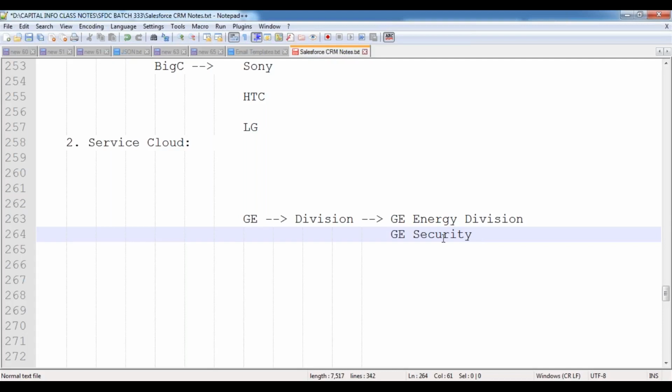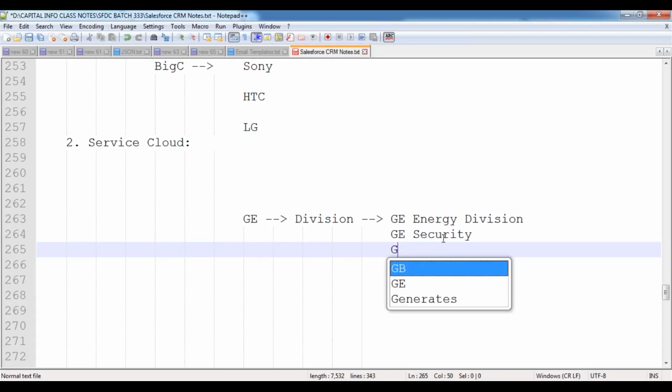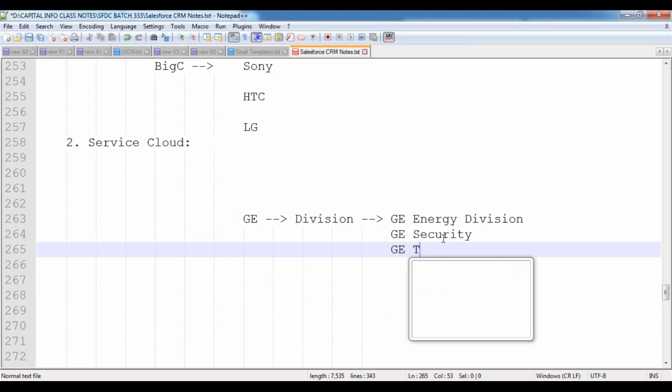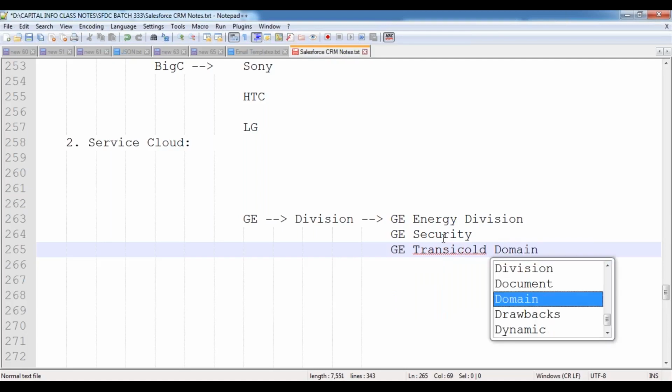When you go to shopping malls or to any big cine movie theater, on top of the ceiling they will have fire alarms to prevent fire accidents. Those fire alarms are also manufactured by the GE security division people. And then they have the GE Transportation domain division.